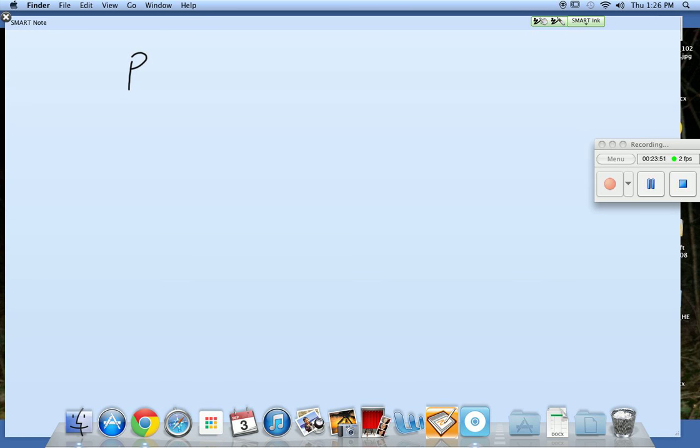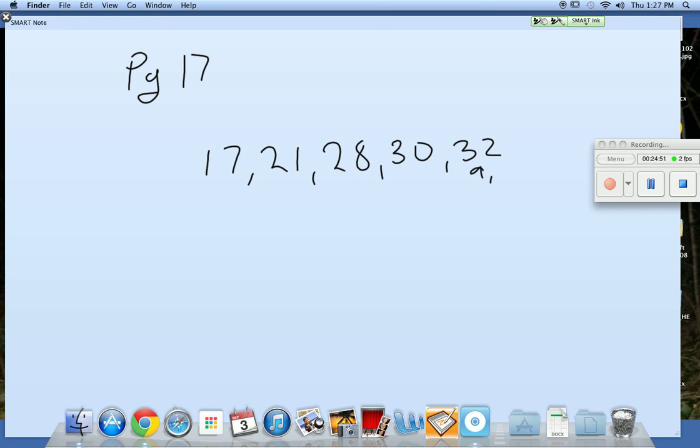Page 17, I want you to do 17, 19, 21. Skip 19, we'll do 21. Then 28 and 30, and I want you to do A, B, and C of 32. A, B, and C. All right? We did that already. Went through and did it.